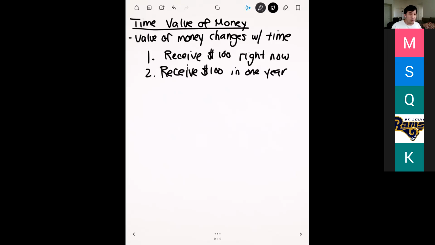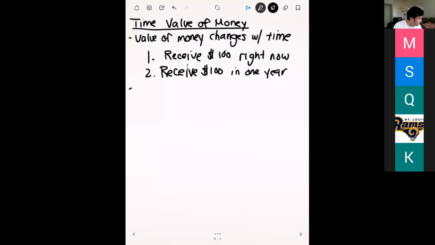So when you're given these two options, what's the more sensible thing to pick? Or what would you guys pick? Right now? Yeah, right now. If this $100 is not going to get any better, you want the $100 right now, because if you get it right now, you can actually do something with it. Like you can pay for maybe a video game or something, or you can take that $100 and invest it in a bank account. And then in that year that you would have just been waiting, your $100 would have grown.